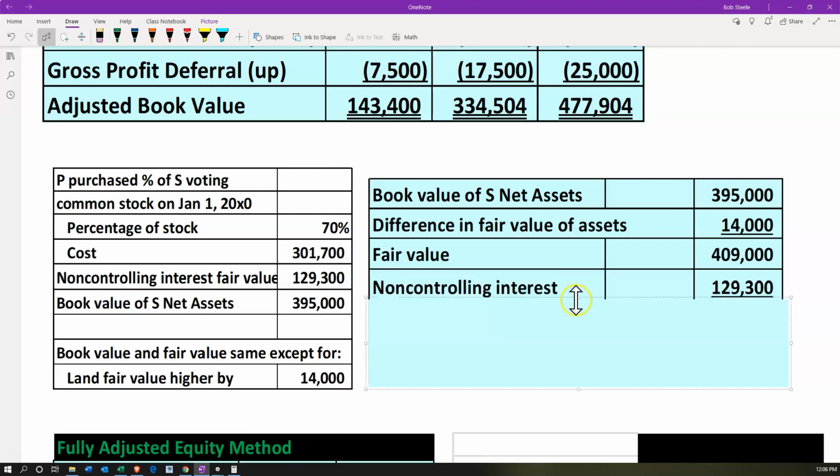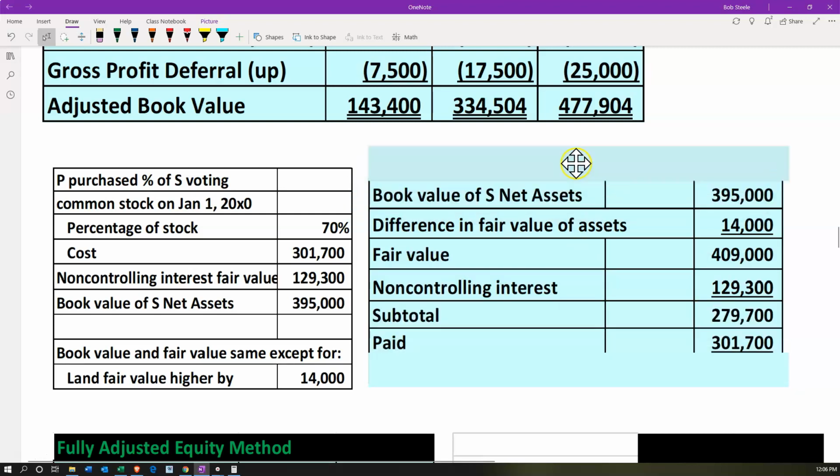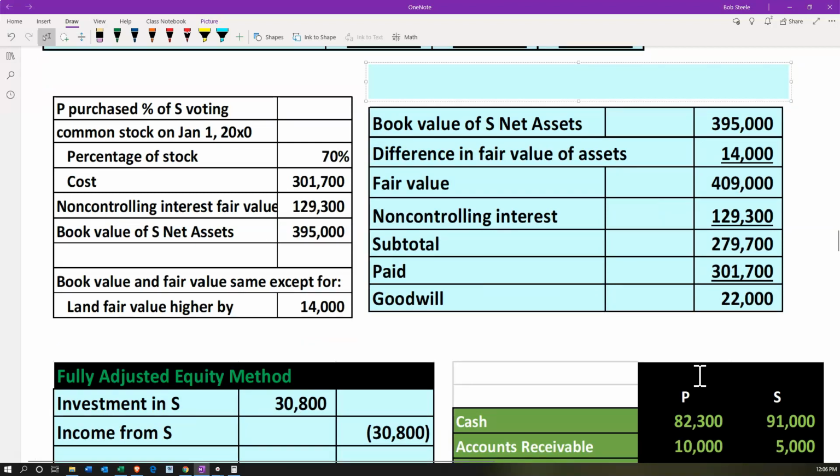So then we had a non-controlling interest, which is given to us here, of 129,300. So the 409 minus that means that you would think the controlling interest would be the 279.7, and you would think that would be what we paid if there were no goodwill. However, we paid 301.7. That means there's goodwill of 22,000. So there's goodwill with regards to this problem that we'll be dealing with, for that 22,000.